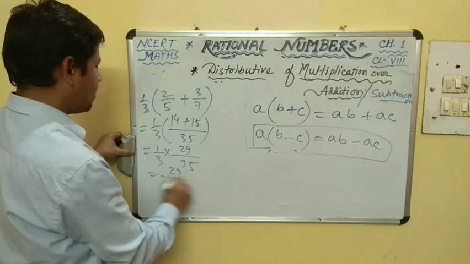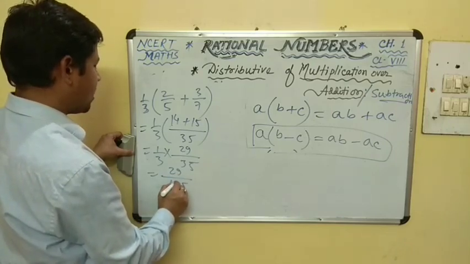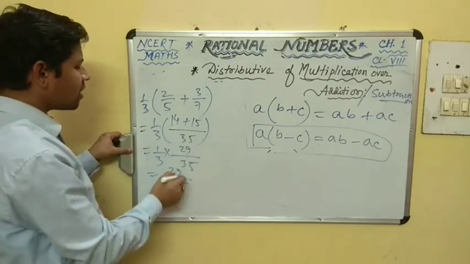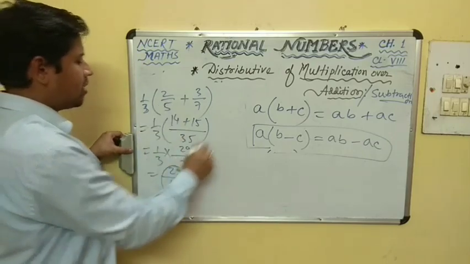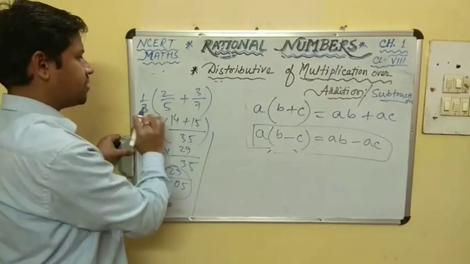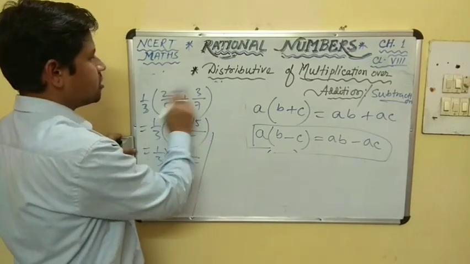So 5 threes are 15 and 3 threes are 9, and 9 plus 10 is 105. So that is for the left side. If we distribute these over addition, then what will it be? It will be this into this, and this into this.